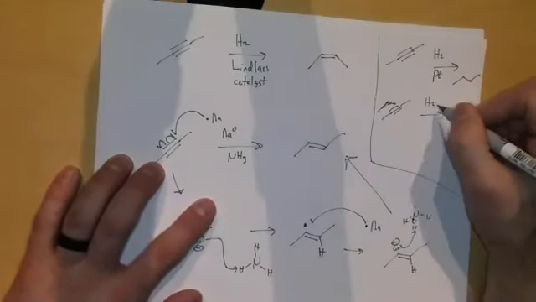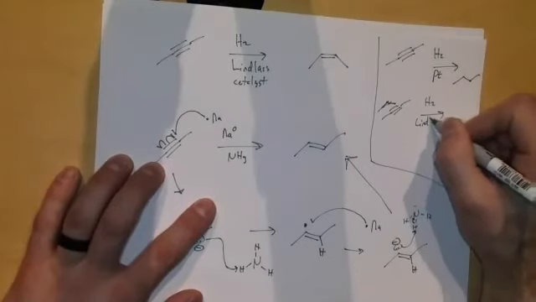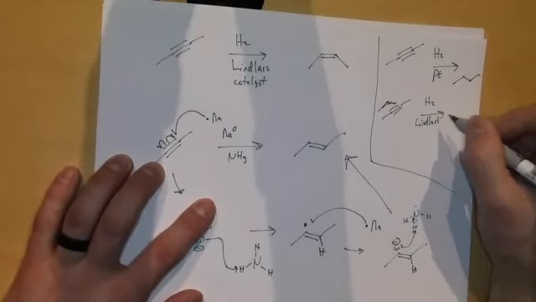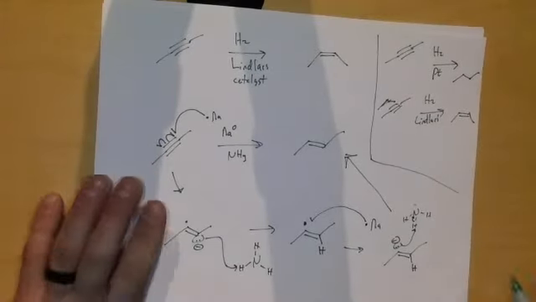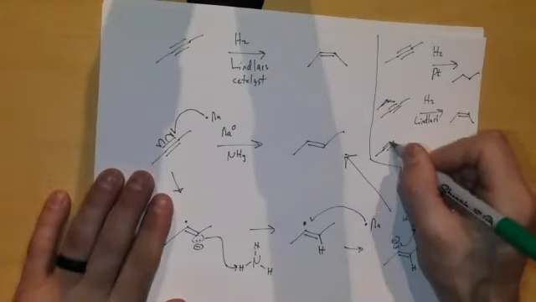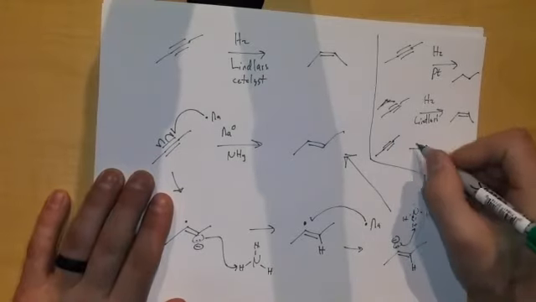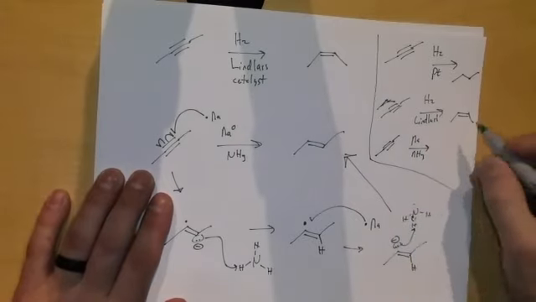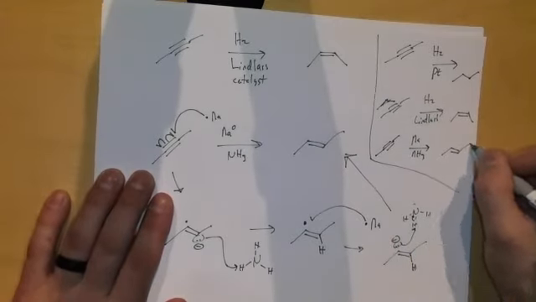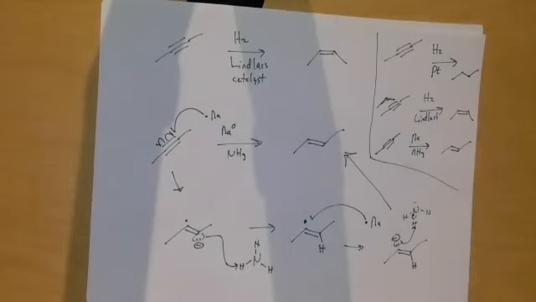H2 and Lindlar's gets you to your cis double bond, and then sodium NH3 allows you to make a trans double bond.